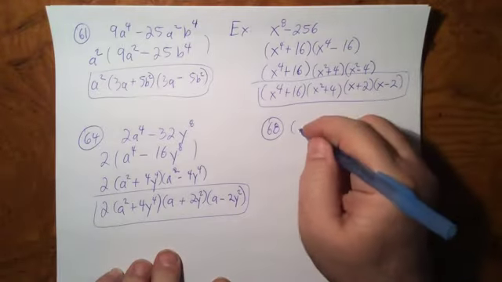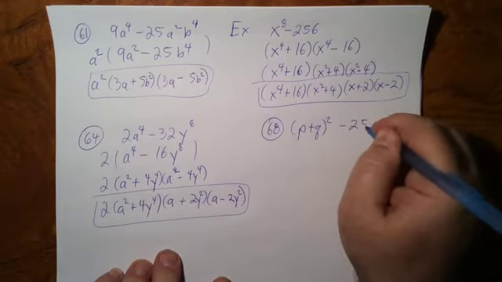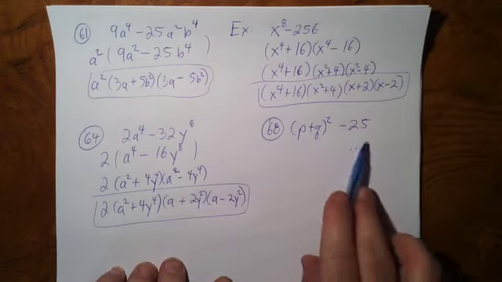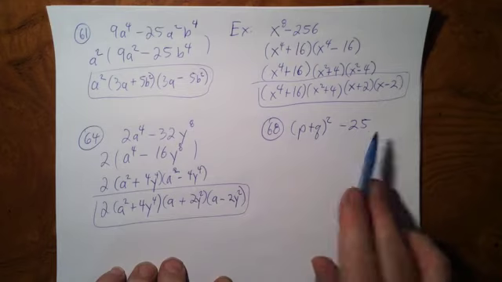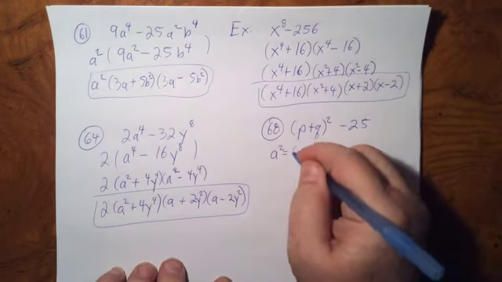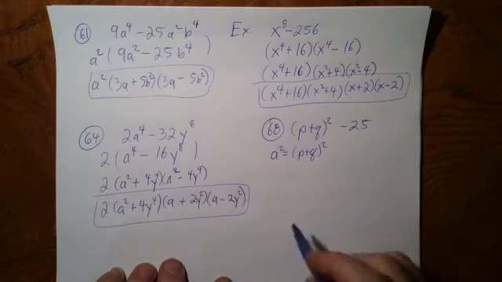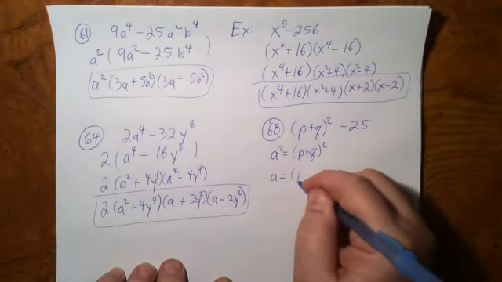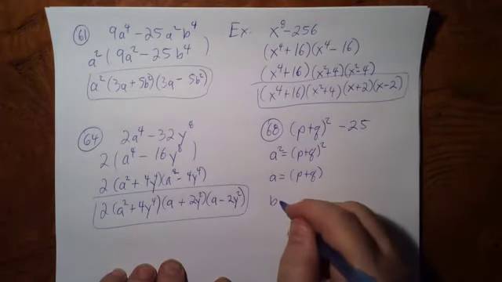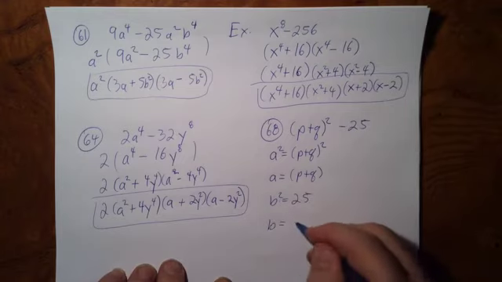We have the quantity of P plus Q squared minus 25. So we have this quantity squared, and then this quantity squared. So for this one, we will go ahead and use A squared equal to the quantity of P plus Q squared. So that will mean that A is going to equal the quantity of P plus Q. For the value of B squared, that's going to equal the value of 25, which will mean that the value of B is going to equal 5.